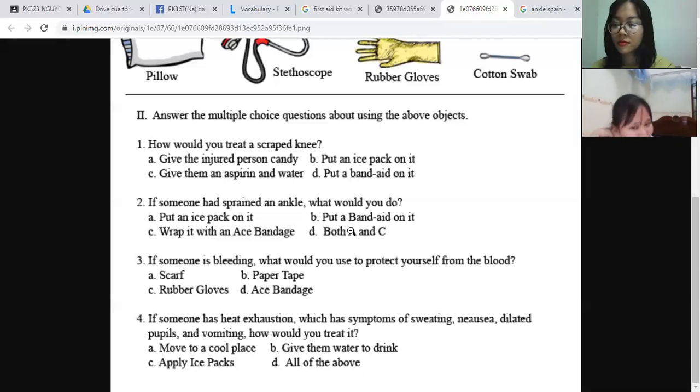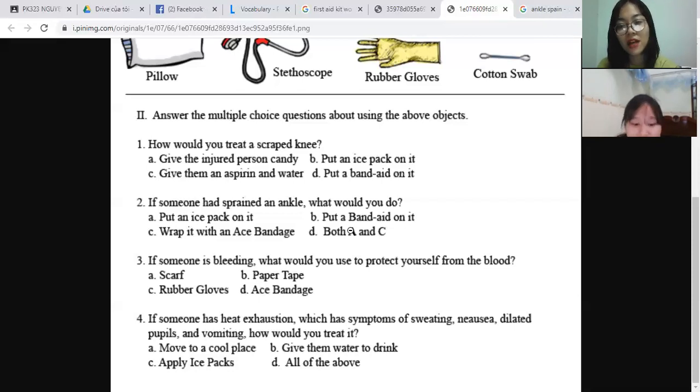Bảo vệ máu, giữ máu. Yes, it's something like you minimize the amount of blood bleeding. Giảm thiểu tối đa lượng máu chảy máu, đúng không? I think A.